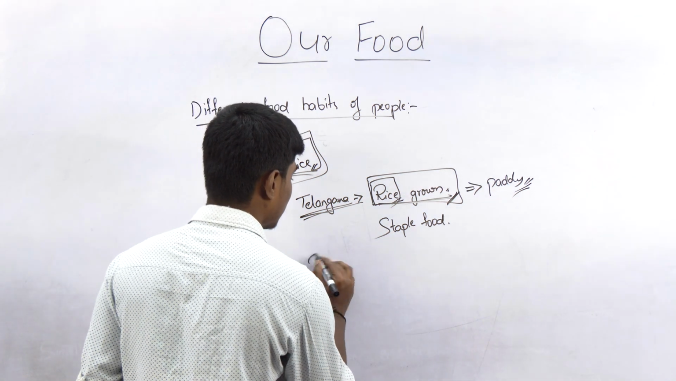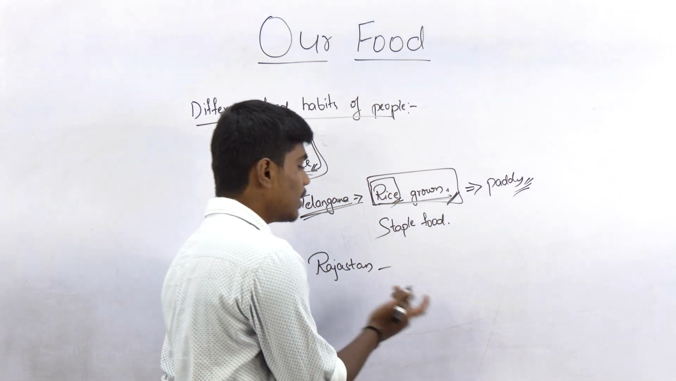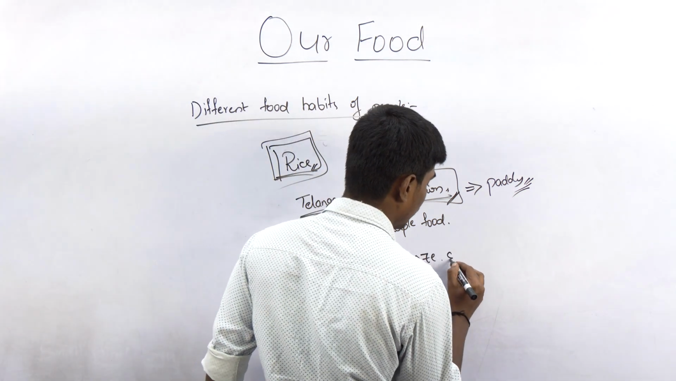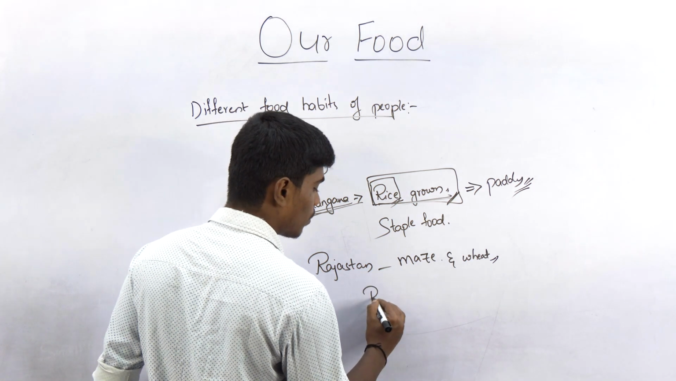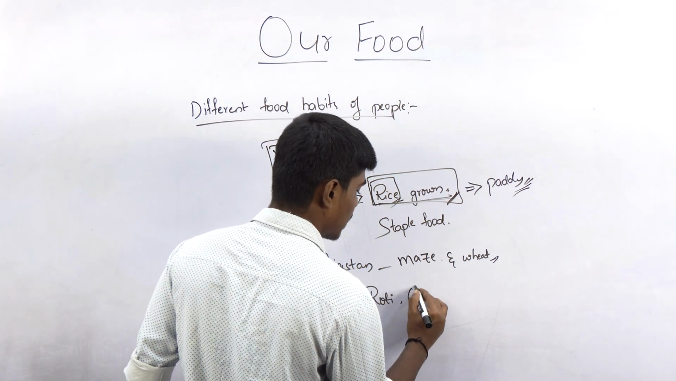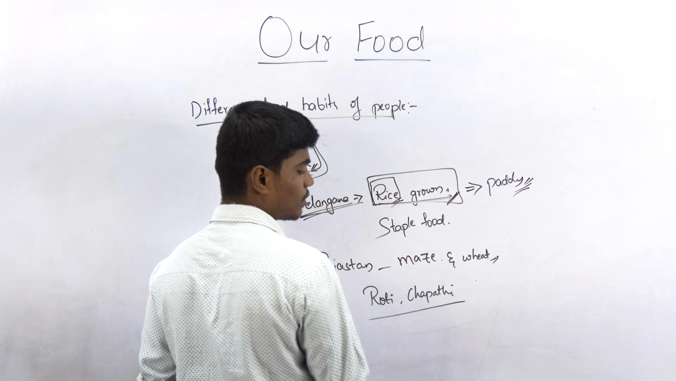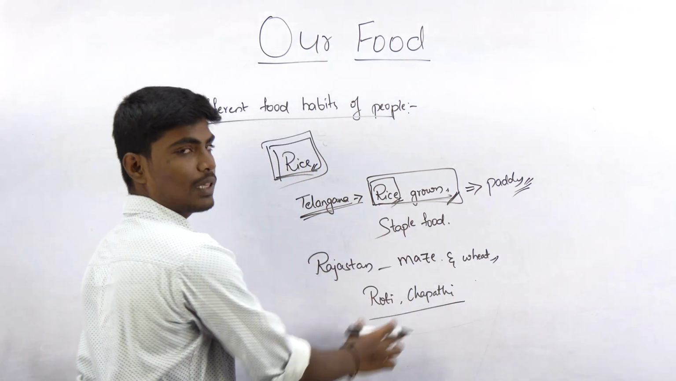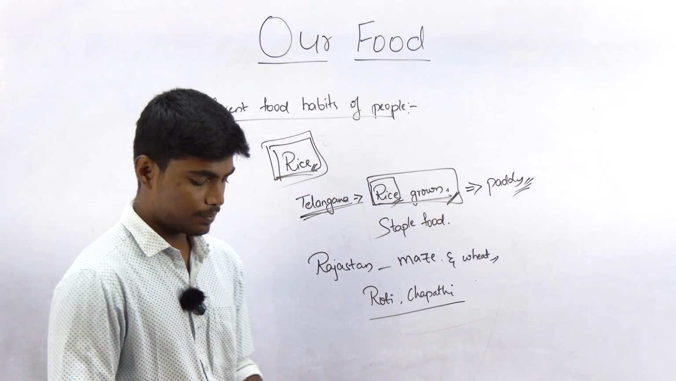See, while coming to Rajasthan, in Rajasthan they grow maize and wheat mostly. So they consume roti and chapati as a major food compared to rice. So it depends upon the crops they grow in their region.